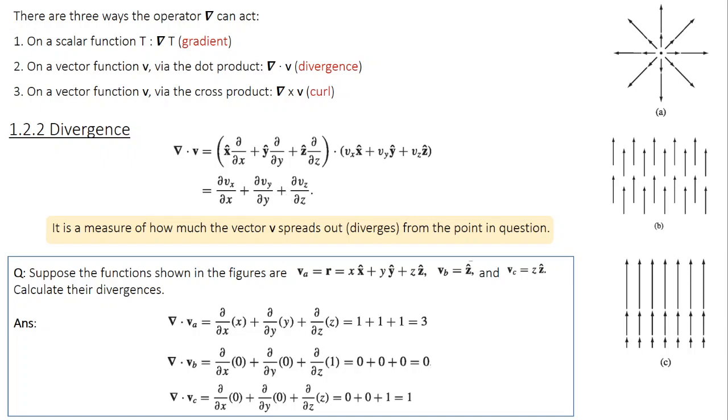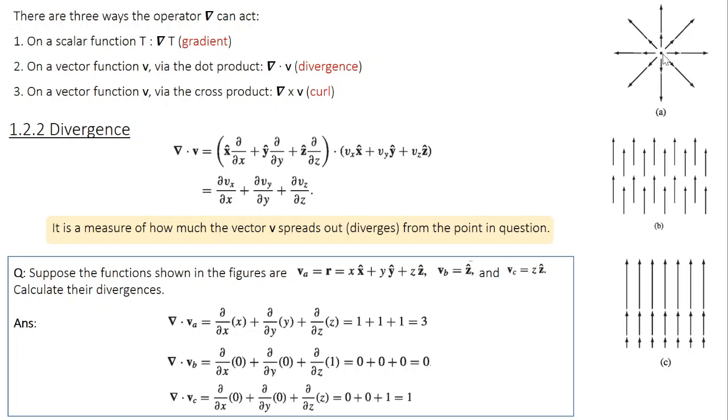Now, what is the physical meaning of divergence? It is a measure of how much the vector v spreads out or diverges from a given reference point. So if you take in this picture the center point as the reference point, how much the function spreads out in different directions. So the length of this arrow corresponds to the strength of the function. You can see that the length is increasing, meaning the function is increasing in all directions. So at this point, if you calculate divergence, you get a positive divergence.